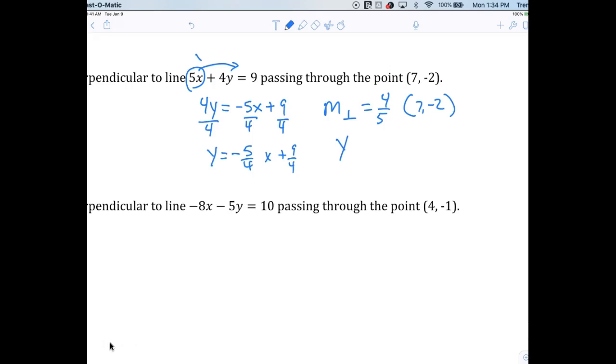What type of 2? No. Because you went y minus -2. Y plus 2. Don't mess up. Equals 4/5, and then it's x minus 7. Yes. See, that's not that hard.